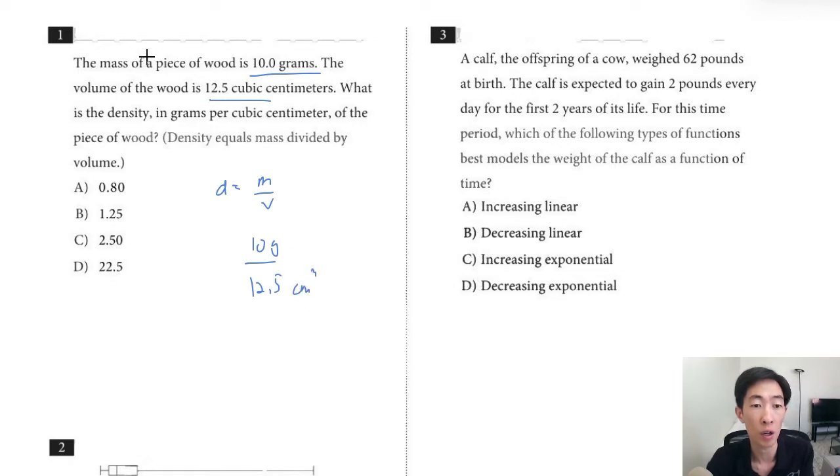Now, if this were a harder problem, I would say make sure that you check your units. But since this is number 1, they're not going to make it that hard. So just in your head, 10 out of 12.5, that's like 4/5. So the answer is going to be choice A.